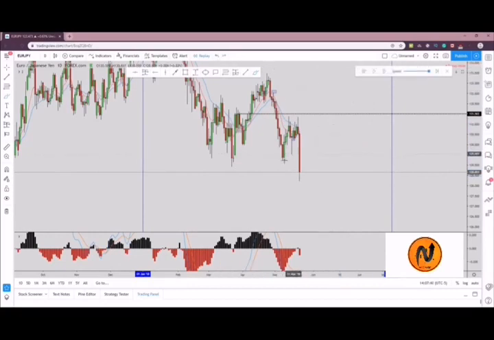The problem is that this is happening exactly at this support area here, okay? The problem is that it's happening exactly at weekly support. If this wasn't here, then we would definitely keep looking for the shorts.